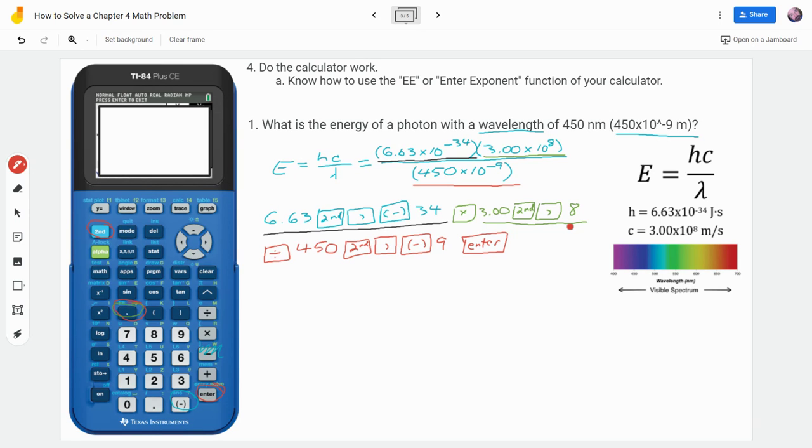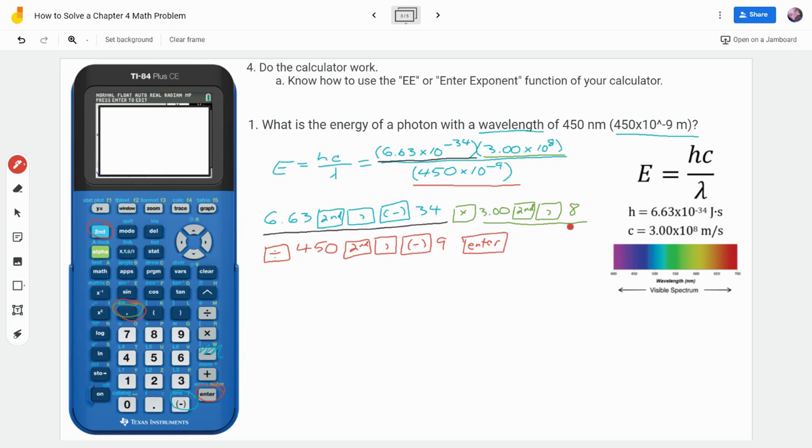So 6.63, second, and then second, and then comma, and then the negative button, and then 34, and then the multiplication button, and then 3.00, and then the second button, and then the comma button, and then the 8, and then you hit divide by, and then you're going to hit 450. And then the second button and the comma button. And then the minus button, and then 9, and you're going to hit enter.